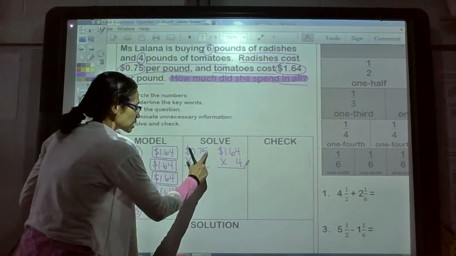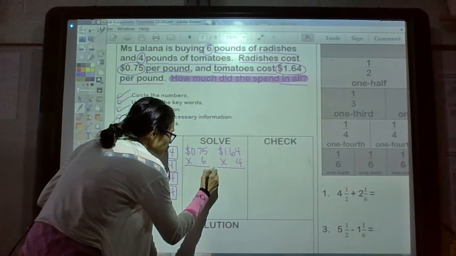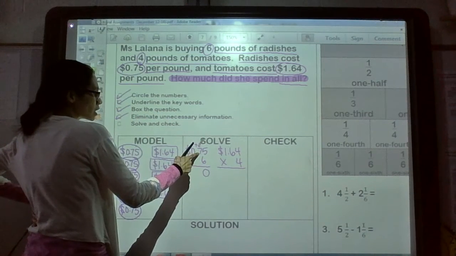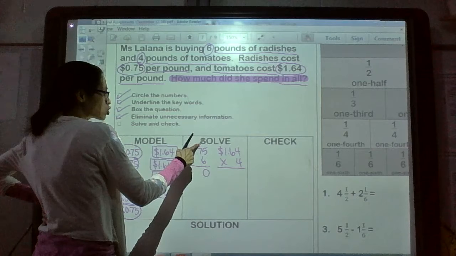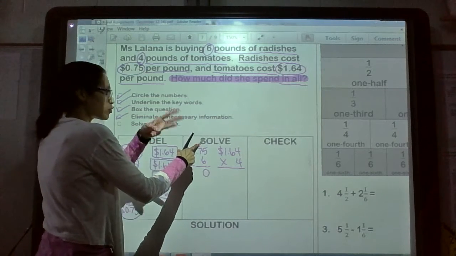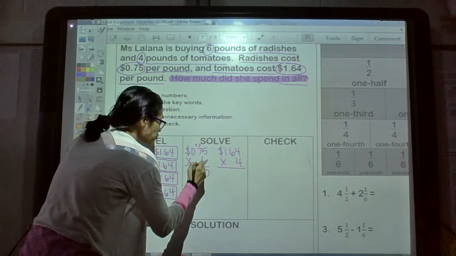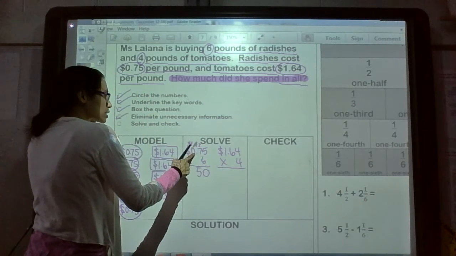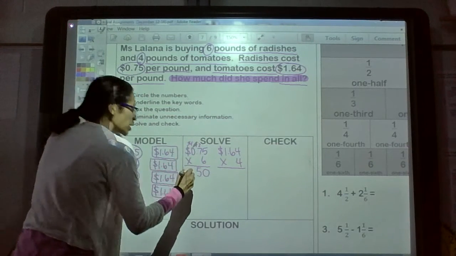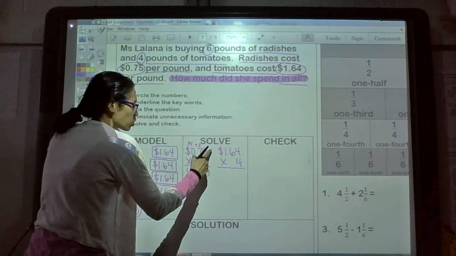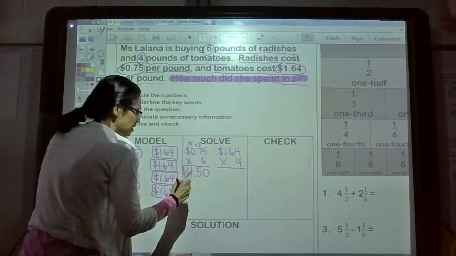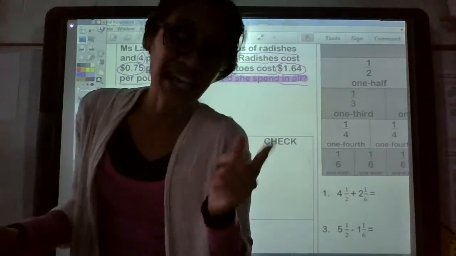5 times 6 is 30. Write your 0 plus 3. 6 times 7 is 42 plus 3, 42, 43, 44, 45. That's a 5 plus 4. And then 6 times 0 is 0 plus 4 is 4. Count your decimal over 2 places. $4.50. Now to check, I am going to use a calculator.